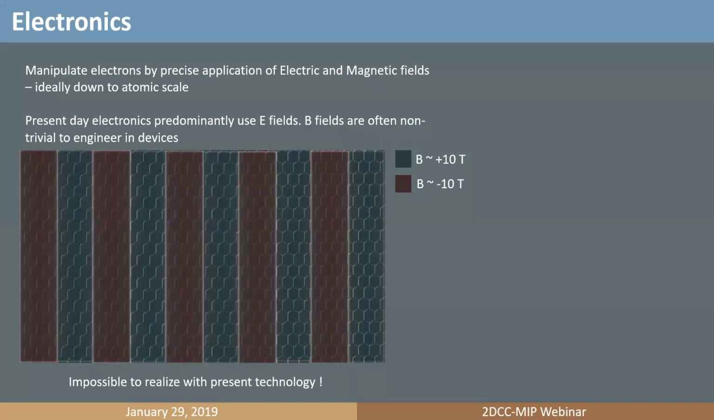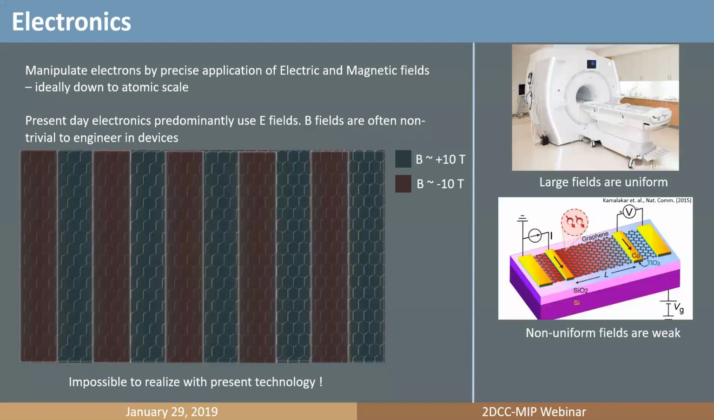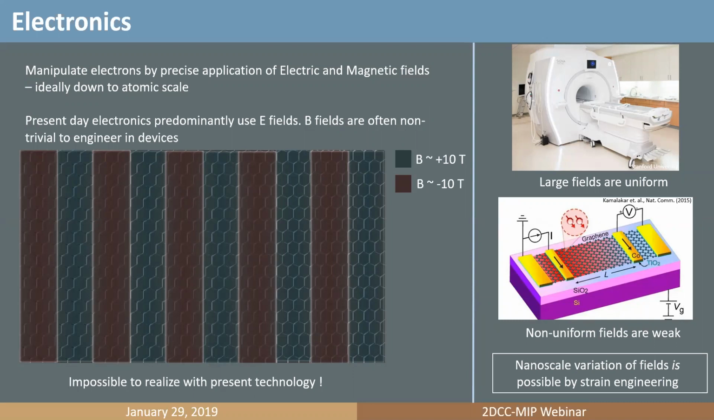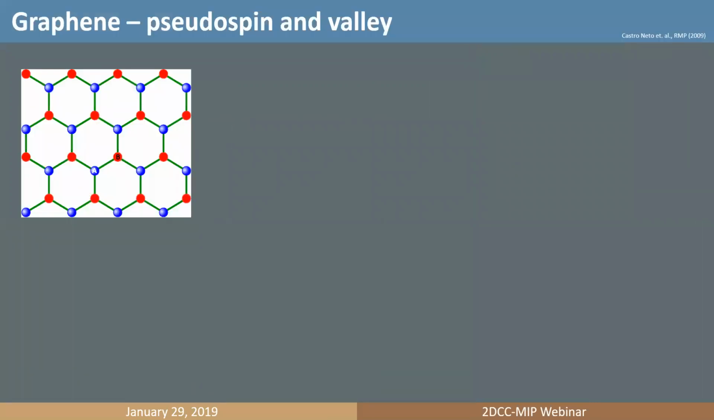Such a profile is simply impossible to create using traditional electronics. Because the large fields that we create, like in an MRI machine, require really heavy machinery, the size of a room. And there's no way that we can induce so much spatial variation. On the other hand, if we make non-uniform varying fields using magnetic pads, then they're really weak. There is no way of making this kind of a thing. What I'll show today is this kind of a strain profile. Something like this is possible by strain engineering. So stay tuned.